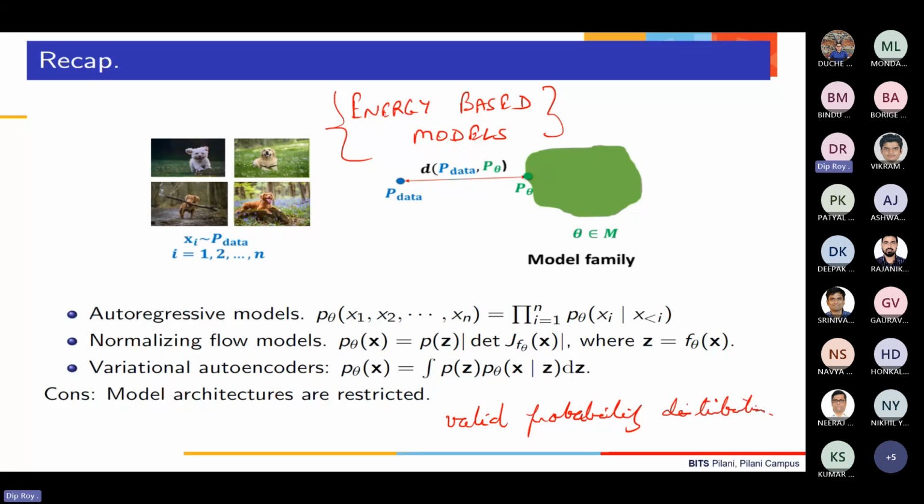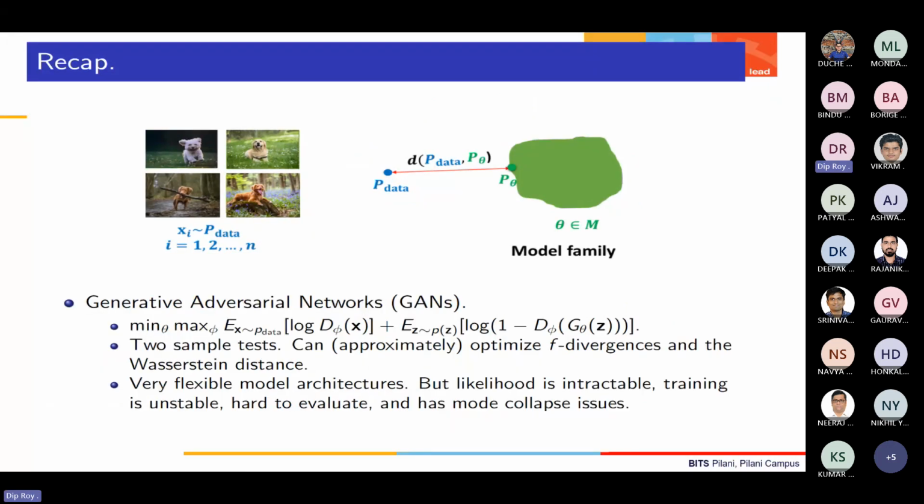By design, all these type of models have been designed in such a manner that they output a valid probability distribution. And that is the biggest architectural restriction here. Okay. Then you have, we studied our adversarial networks. And in the adversarial network, we just discussed what are the pros and cons we have.